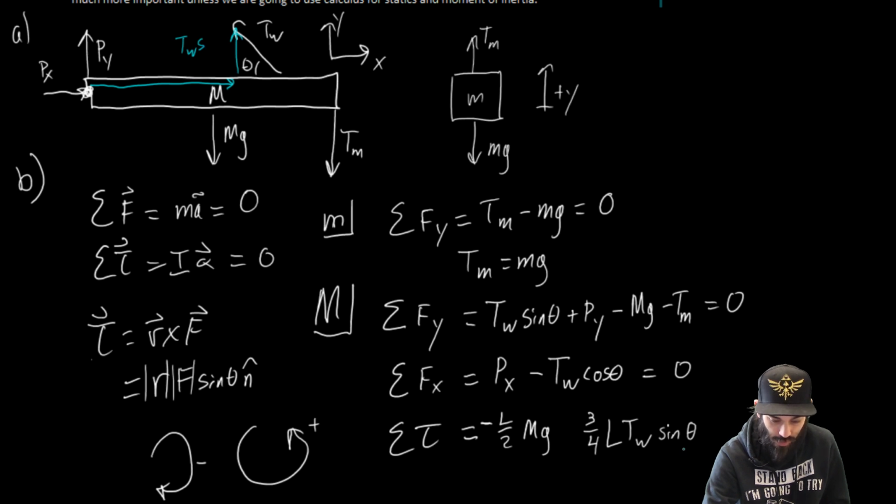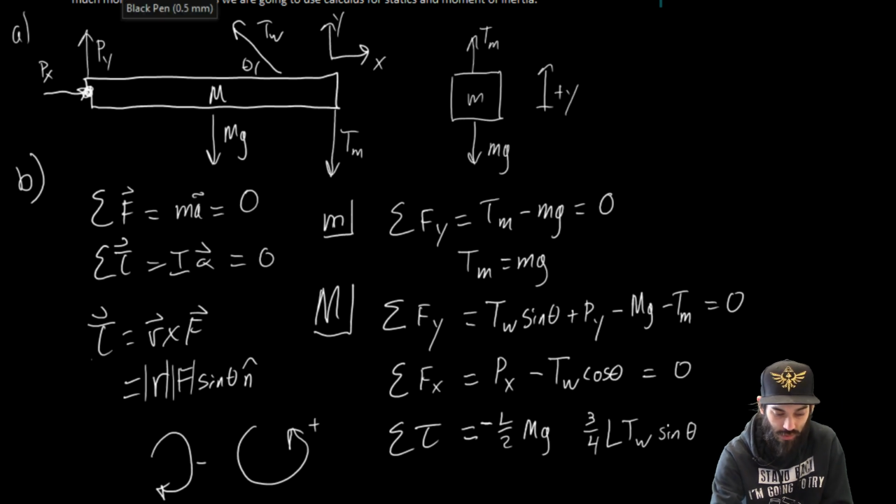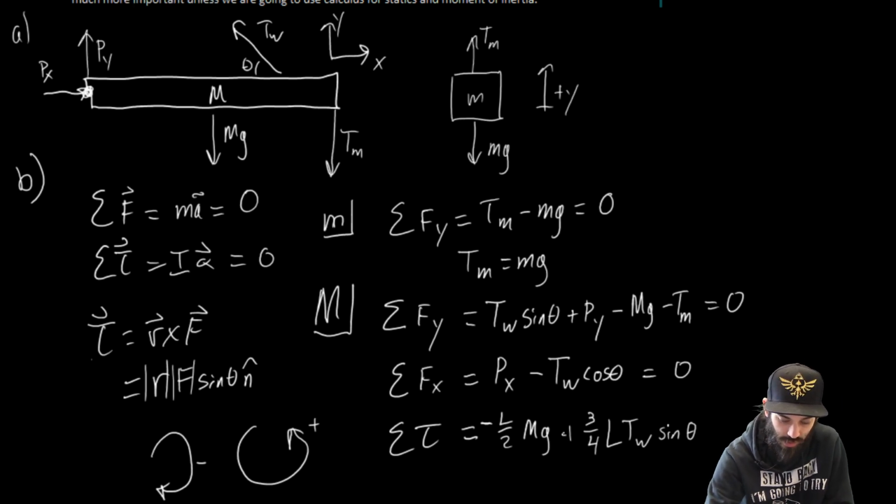Okay, so now that we have that, we can put in the correct sign for the direction this is going to rotate. This is going to cause us to go in the clockwise direction. This is going to be a plus.